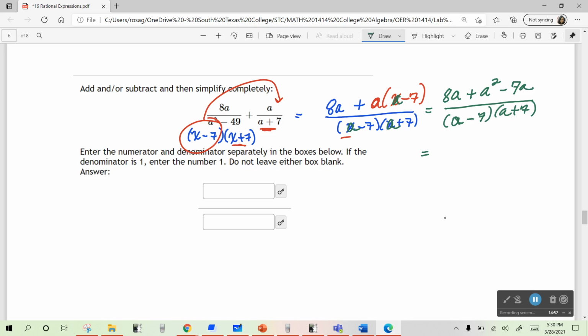Okay, now the top, we run into the same problem again. You have a square, so what do you have to do? Factor. But before we factor, we do have these that are the same. We can combine like terms. So let's do that. And that's going to be plus 8.